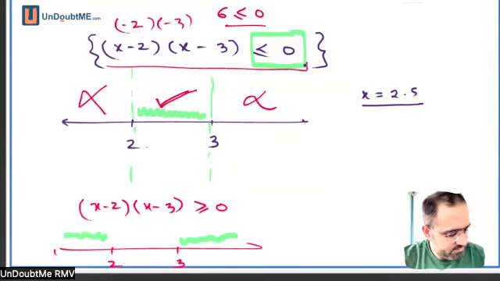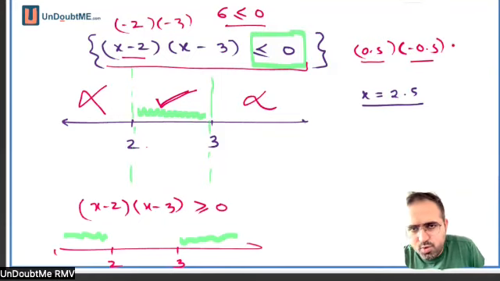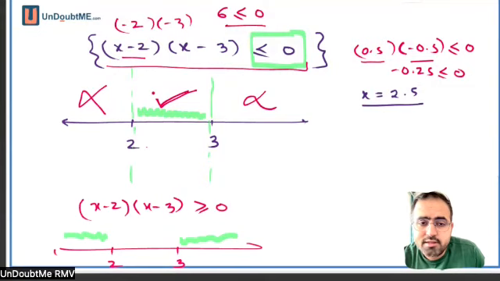So I got negative 0.25. Okay. So 2.5 minus 2 will be 0.5 and 2.5 minus 3 will be minus 0.5. Now plus and minus will be minus, and overall what do we need? We need something less than or equal to 0. So negative 0.25 is less than 0. So yes, this region is satisfying the inequality. That's why we are going to take it.